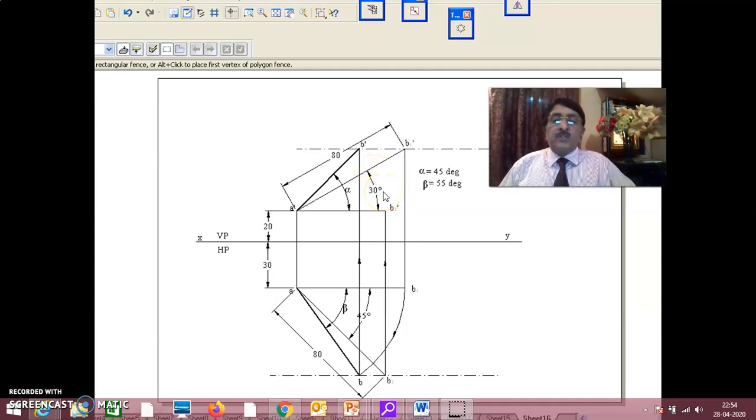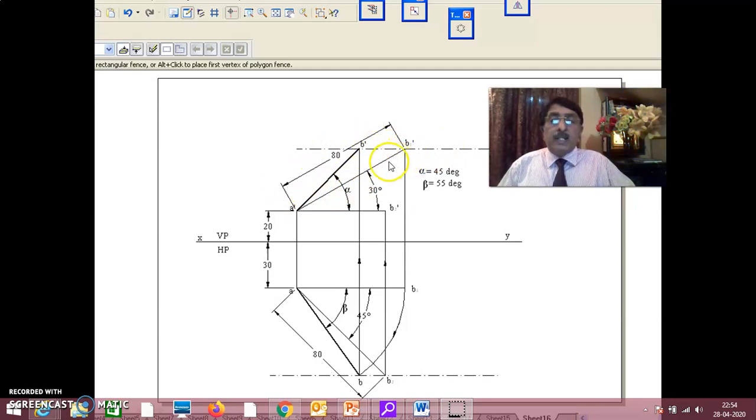In this complex position, when your direction of vision is perpendicular to VP, this is how it is seen in the front view, and this is how it is seen in the top view. This is what you are expected to do. For this, I've told you how exactly to start and given you the procedure clearly. Draw a line at 30 degrees to HP. Cut 80 mm. Get the locus.